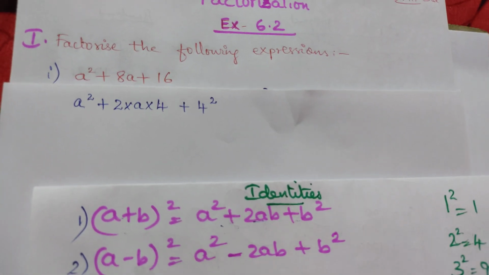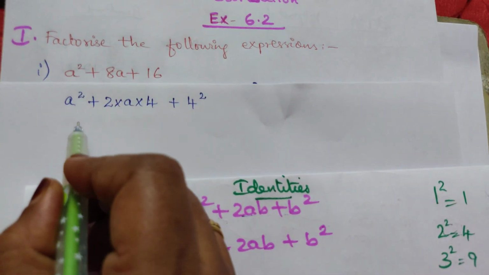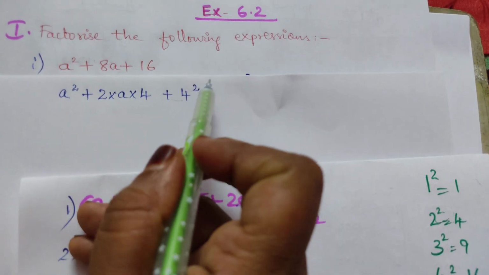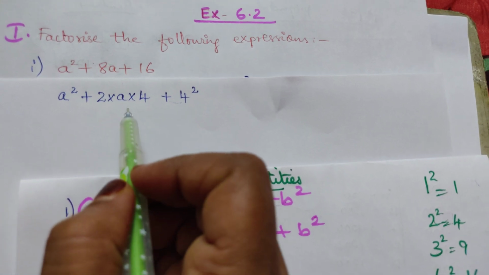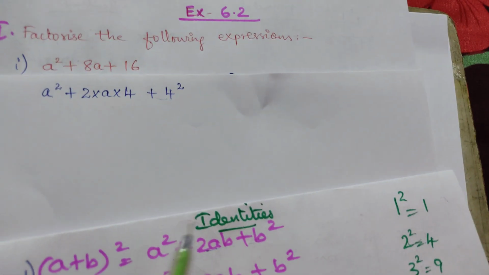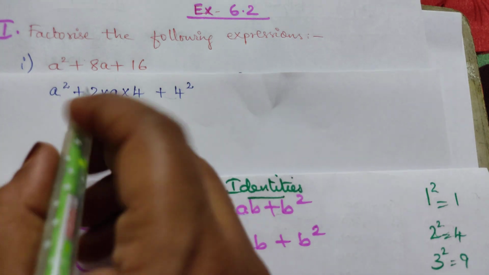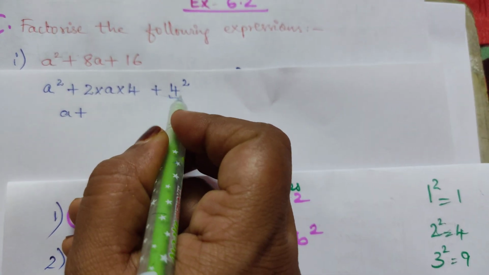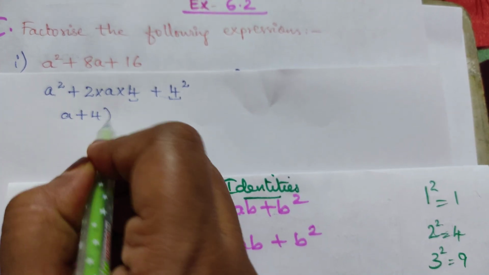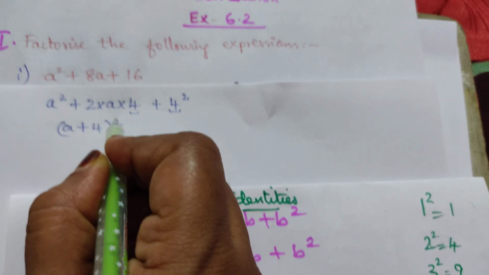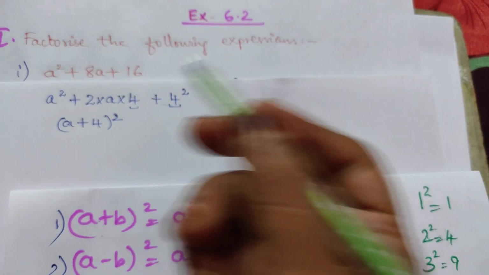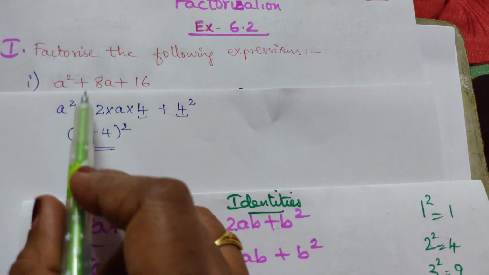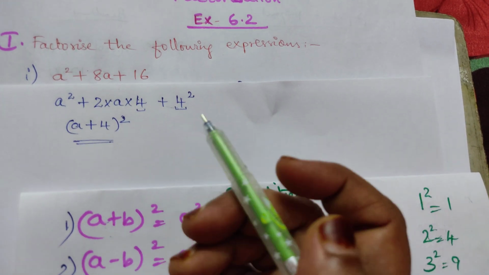Understood? We have used the first identity. So this is nothing but a square plus 2 4s are 8a plus 4 4s are 16. We are going to write this as an expression of two terms the whole square. So this is nothing but a plus b. What is b here? B is 4. So (a plus 4) the whole square. This is the answer for this question. This is how we factorize this question. I hope you have understood. A square plus 8a plus 16 is (a plus 4) the whole square.